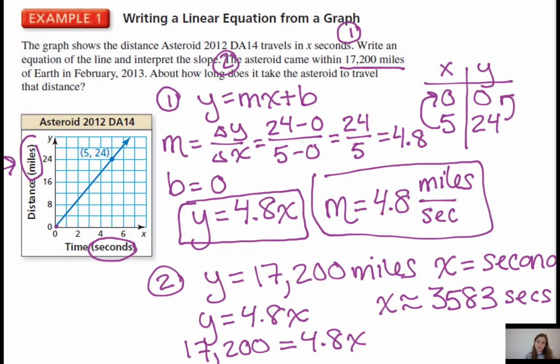That's a lot of seconds. So if I divide it by 60 seconds to figure out how many minutes, it is 59.79 minutes. And 59 plus minutes is approximately 1 hour. So I'm going to say that it took the asteroid about 1 hour to travel that distance.